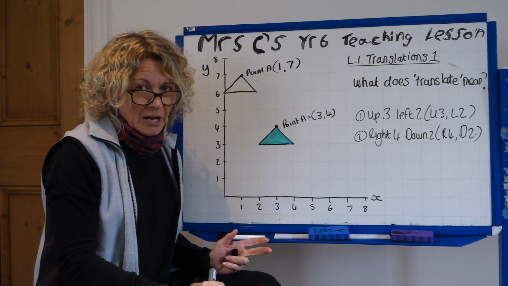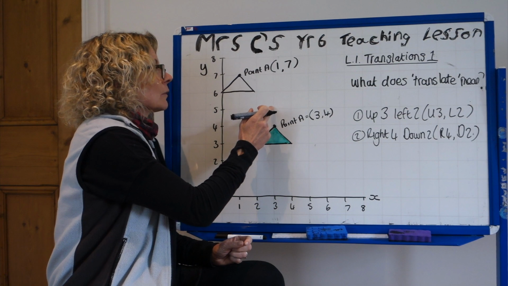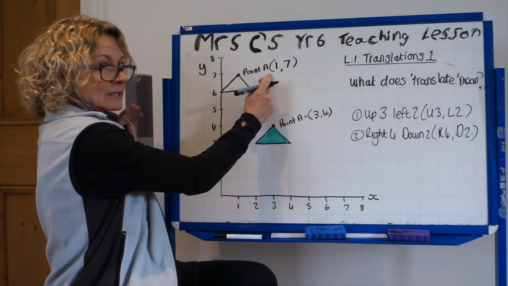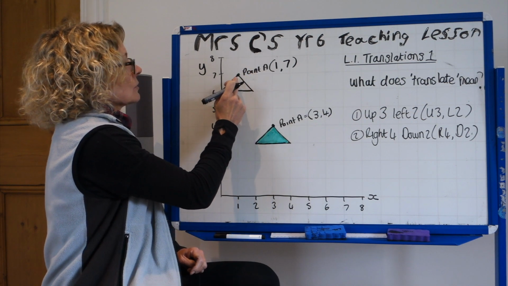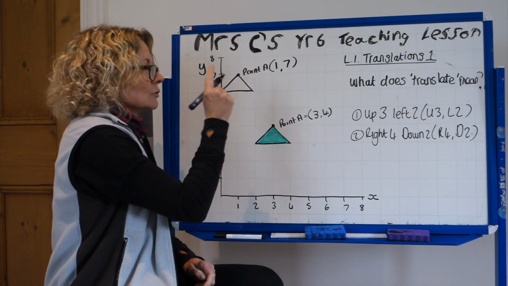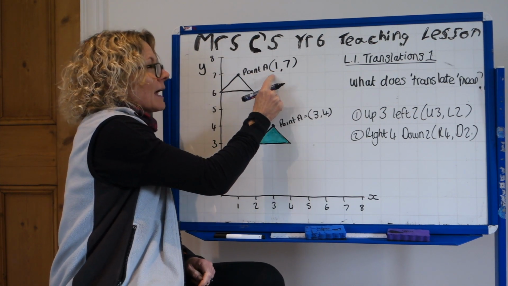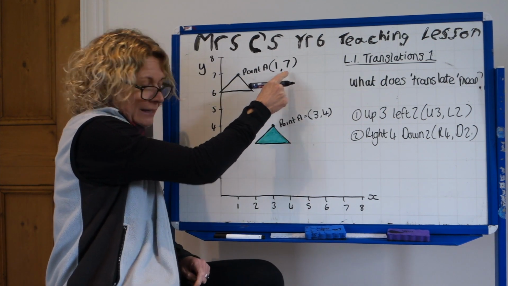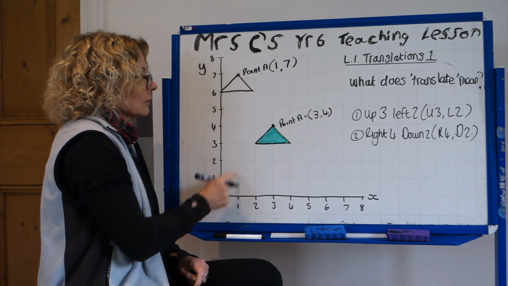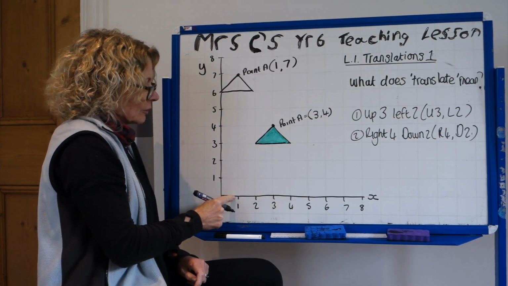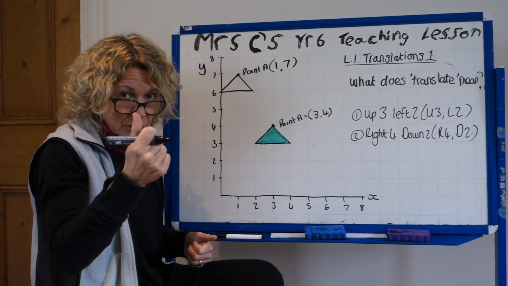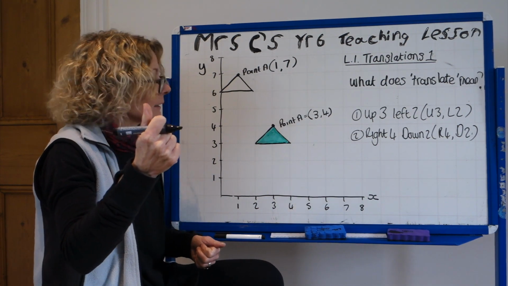Okay, so how did you go? Up 3, 1, 2, 3, across 2, well left 2, this is your left, 1, 2. So the new coordinates you should have written down, x coordinate first, followed by the y, in through the hall, up the stairs, 1, 7. Did you get that? Hopefully you did. Good. Let's try another one.